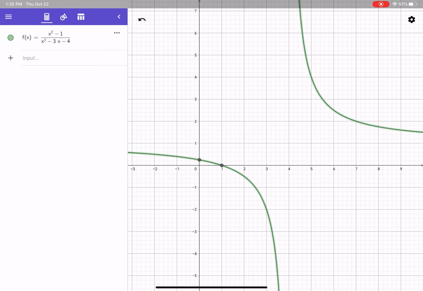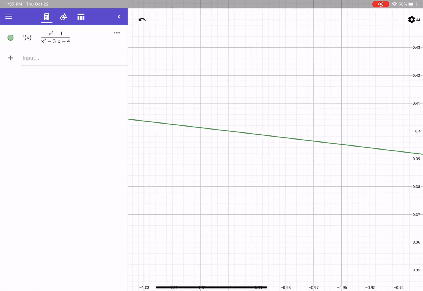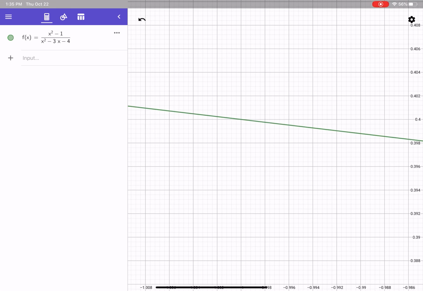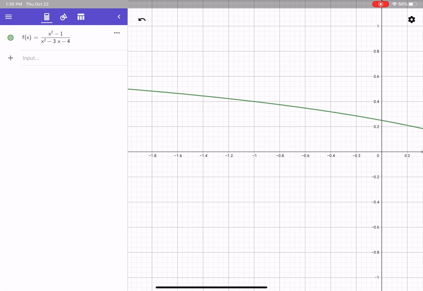The only thing that this graph is not going to show us is our removable discontinuity. No matter how much we zoom in on -1, we're not going to find that hole. It's not going to show us what it is. And the reason is because it's infinitesimally small. I don't want to go into a deep dark dive of infinitesimals, but it does exist. It's just so small we can't see it.